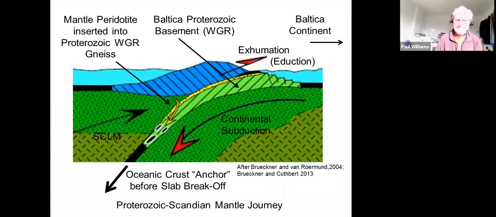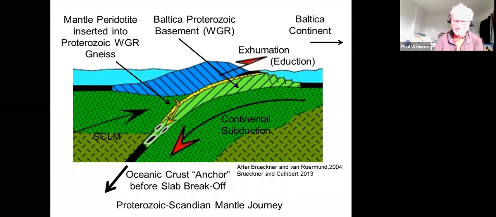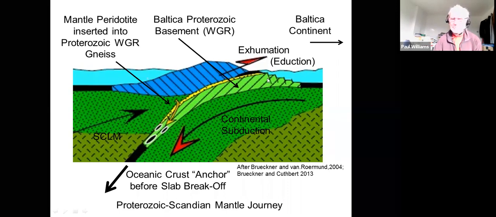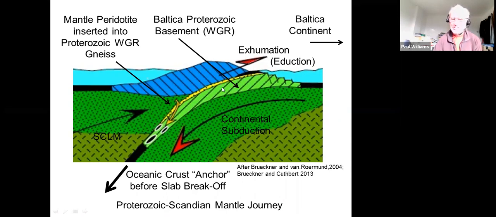And this is the envisaged scenario. Well, we've got the continent of Baltica over in that direction to the right. We've got a bit of, well, this is sort of Laurentia, isn't it, really? This whole area here you could regard as Laurentia. We've got our Baltica gneissic basement, this Proterozoic basement. This is the Western Gneiss region here. And we've got our mantle peridotites sitting here as part of the subcontinental lithospheric mantle.